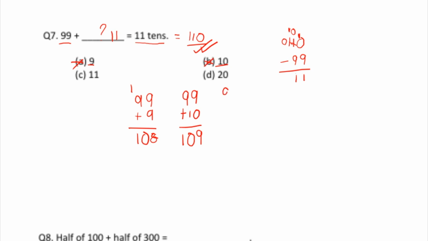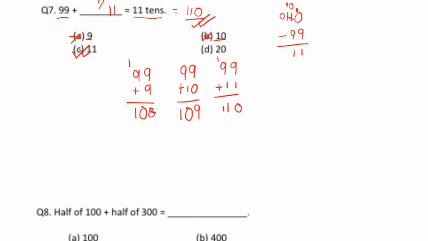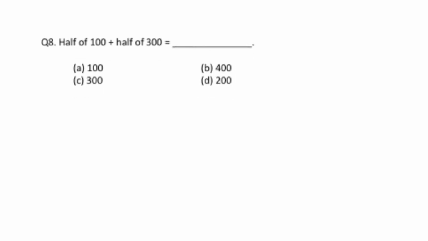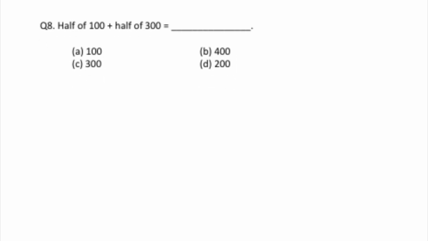So 11. If we add 11 to 99, let's see what is the sum. 9 plus 1 is 10, and 9, 10, 11, so 110. So option C is the correct answer. I have shown you two ways how you can solve this question. We'll be discussing similar tricks when we will be solving syllabus or topic wise questions. Okay, so moving on to question number 8.